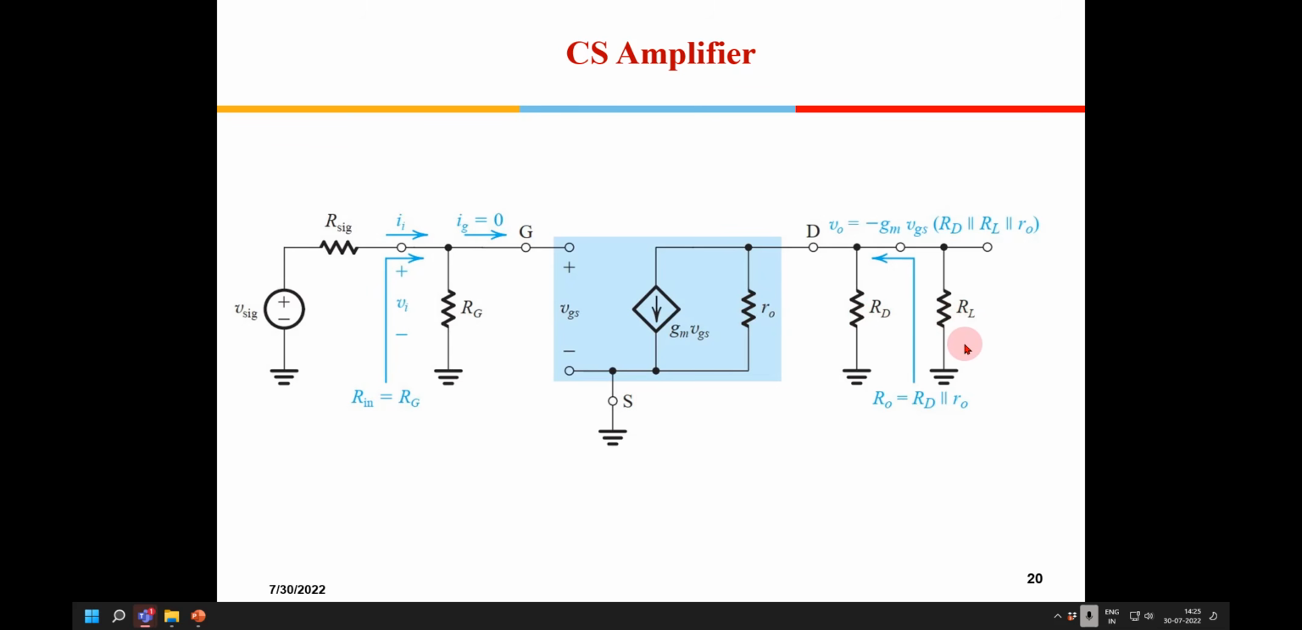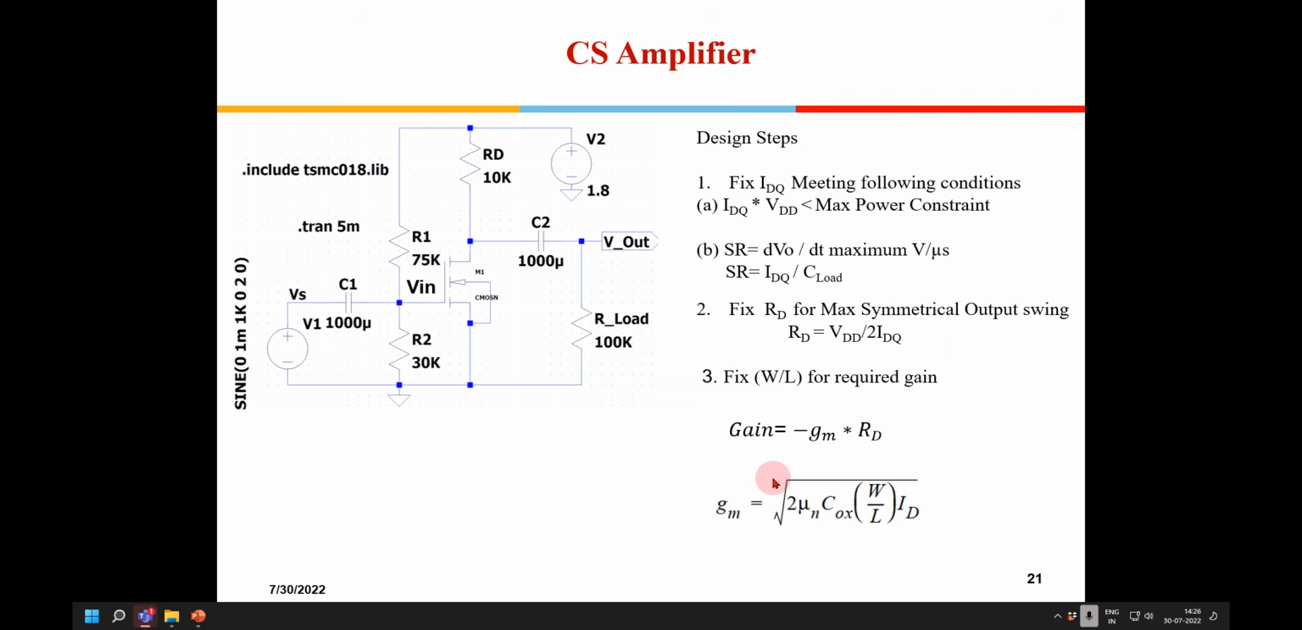And this is one drawback of the common source amplifier, that RL should be much higher than RD. Otherwise, this can also affect the total gain. Is it okay till here? Is this small signal equivalent clear to all of you? Yes, sir. Okay.